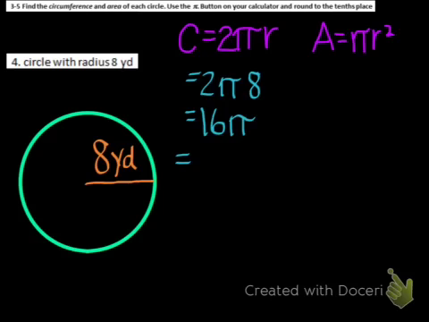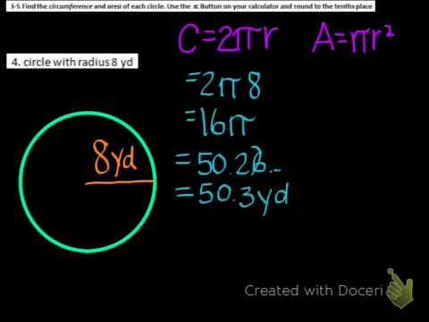And when I do that, I get 50.26, etc. But when I simplify that, because this is a 6, we're going to go up. So it's going to become 50.3, and this was in yards for this example. So that is our circumference.